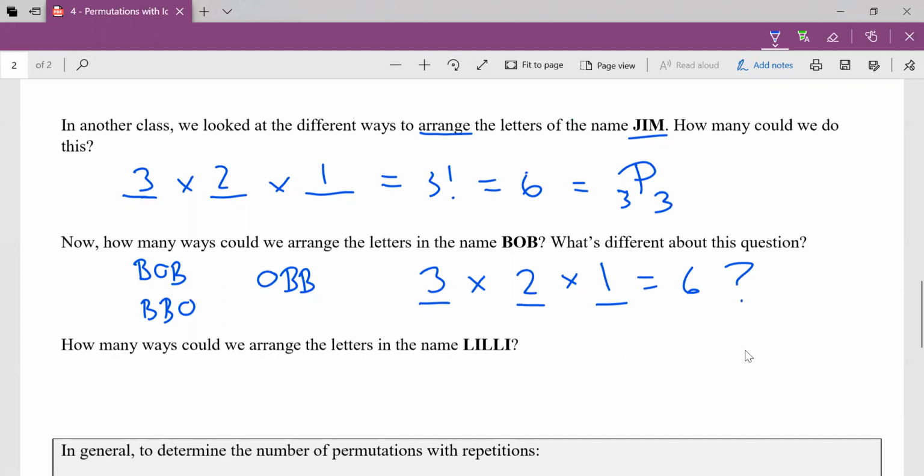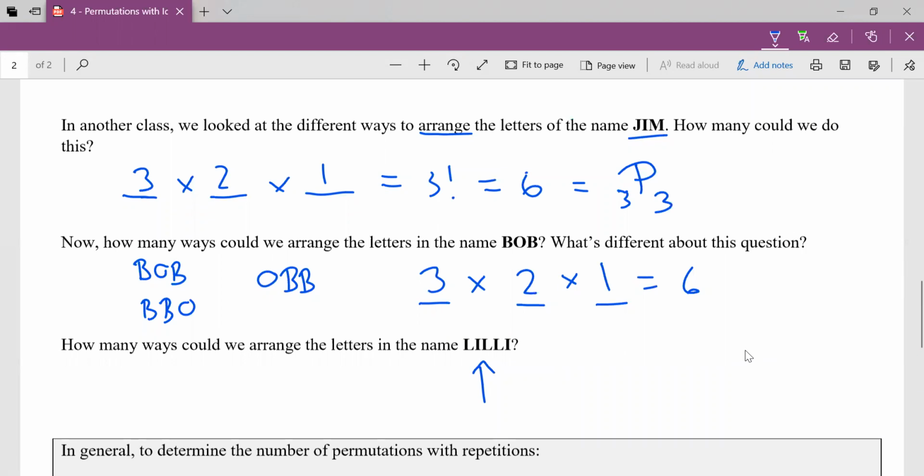What about in the name Lily? There are 3 L's and 2 I's. Well, I definitely don't want to write all these cases out. That's going to be awful. So I'm just going to tell you what we're going to do. If we were face to face, I'd let you struggle with it for a long time to figure this out, but we're in a video.